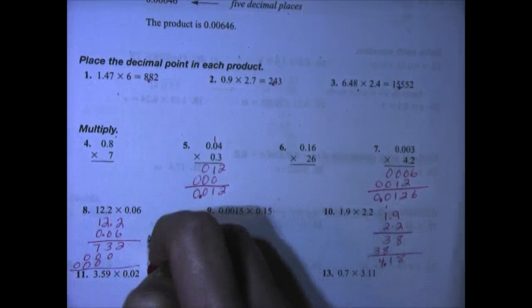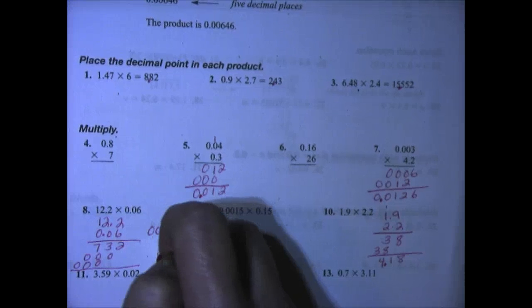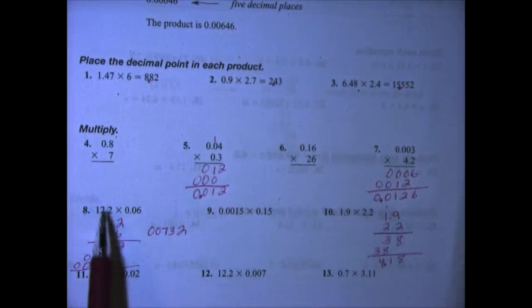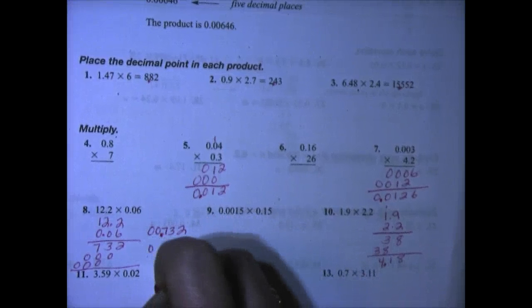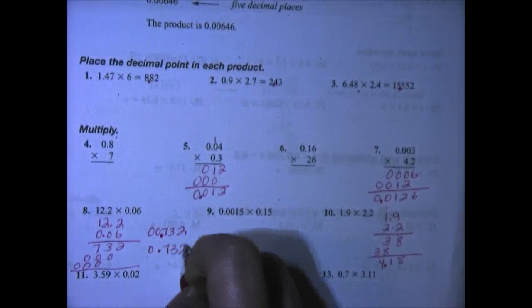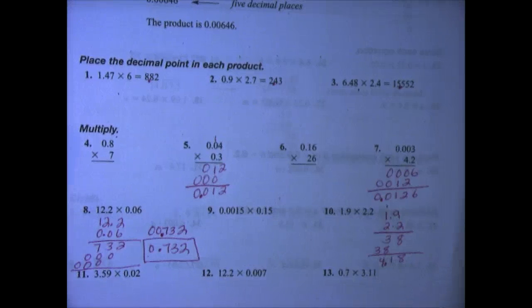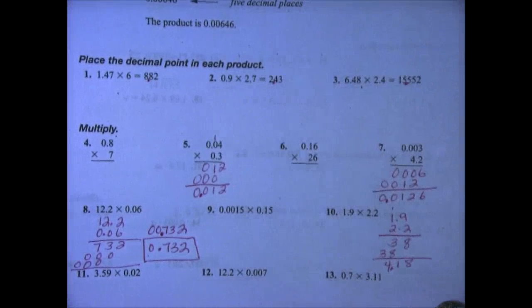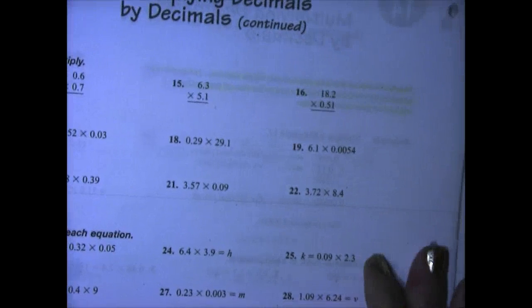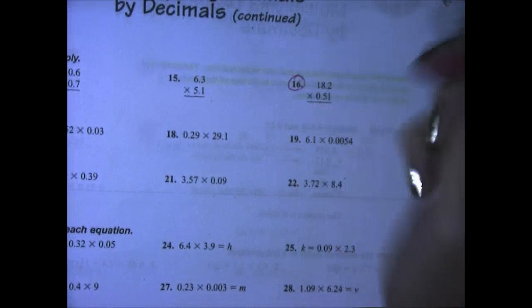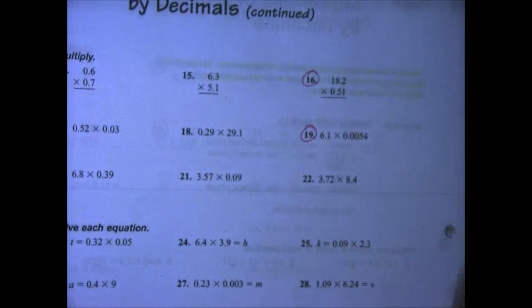When I add all those up, I'm going to get 00732. I have 1, 2, 3 places, so I get 0.732 or 732 1,000ths. So let's go ahead and turn to page 28. Again, this is all stuff you should know from elementary school, so I'm not going to spend much time on it. And I want you to go ahead and do number 16. Let's do 17, 19.